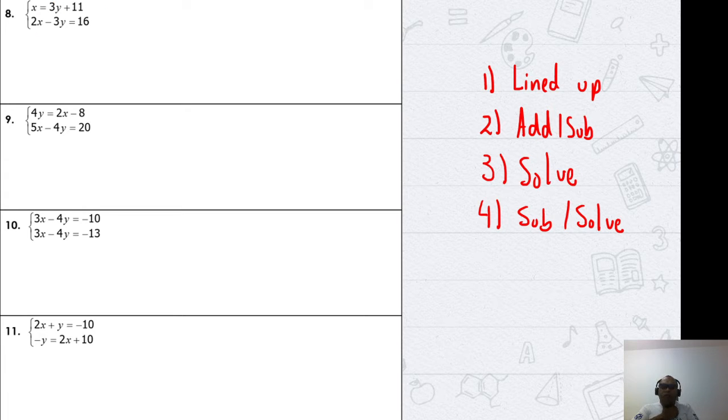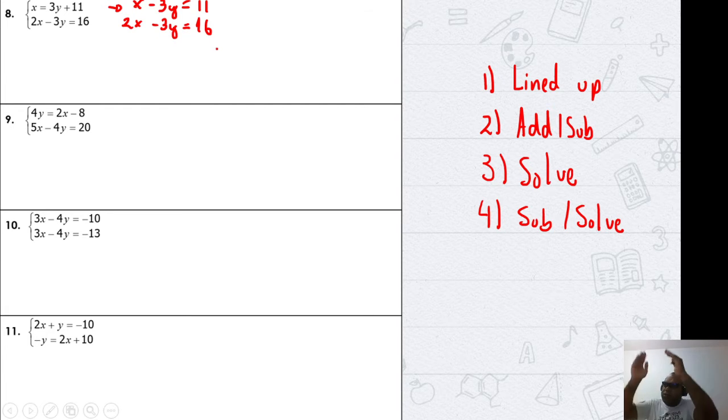I will move all the variables to the left-hand side. It is the first one. I move 3y. It is x minus 3y equals 11. And I need to move the second one. It is 2x minus 3y equals 16. Great, guys. Line up: x below the x, y below the y, number below the number.